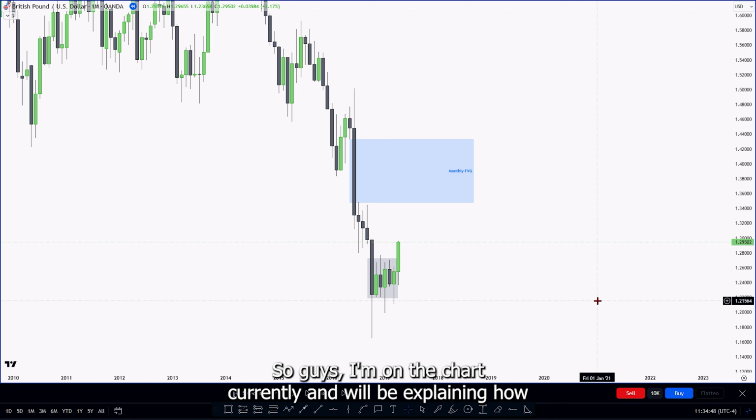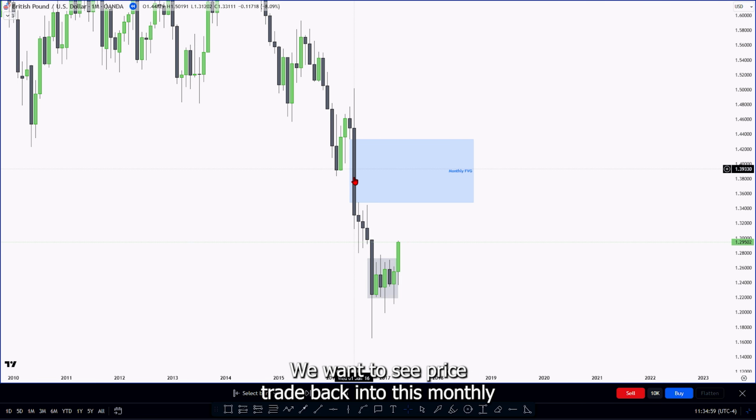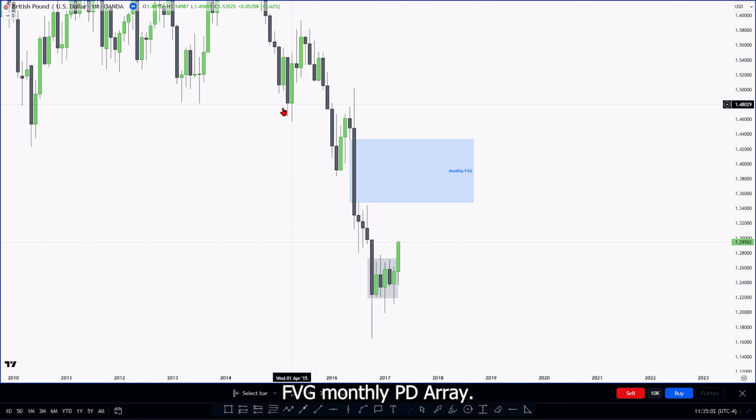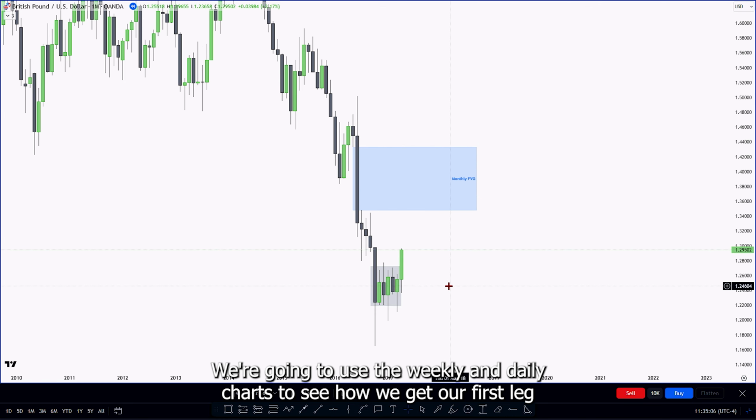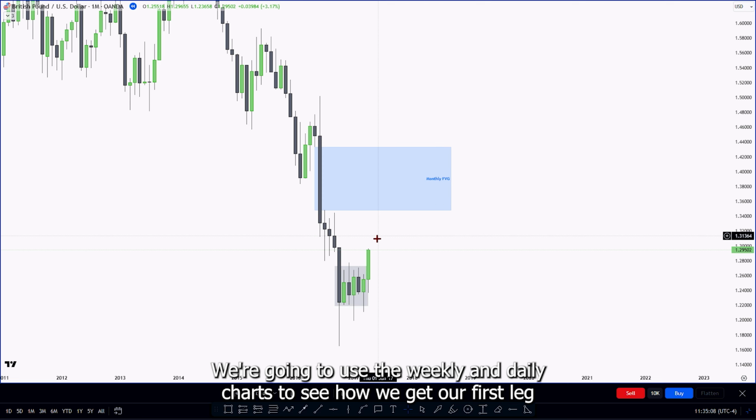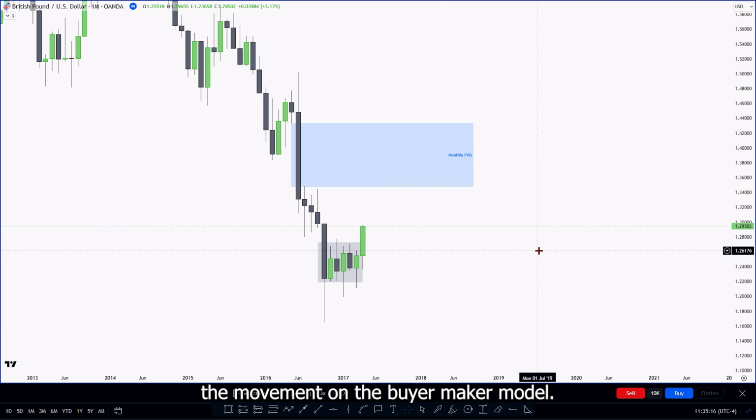So guys, I'm on the chart currently. I'm going to be explaining how the buyer maker model works. So we have a PDRA on the monthly time frame. We want to see price trade back into this monthly FVG, monthly PDRA. We're going to use the weekly and daily charts to see how we get our first leg, our low risk buy, and our second stage of the movement on the buyer maker model.